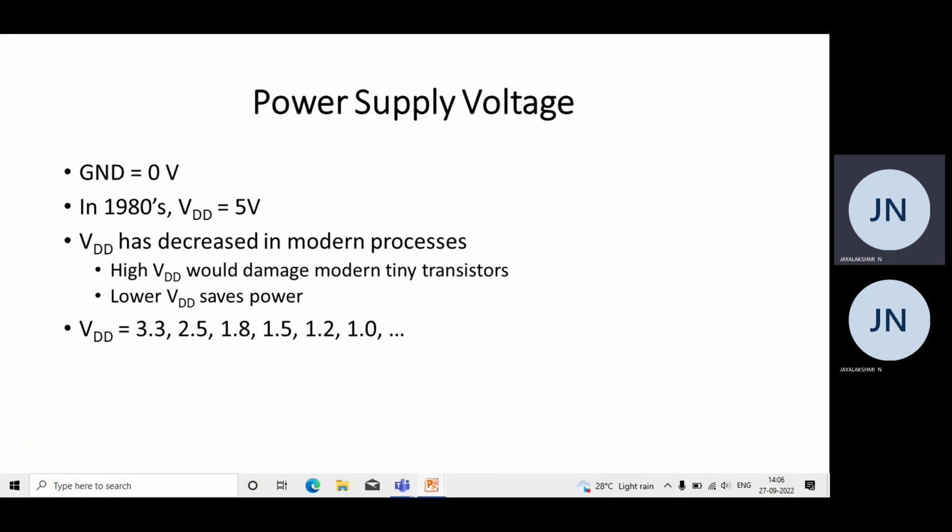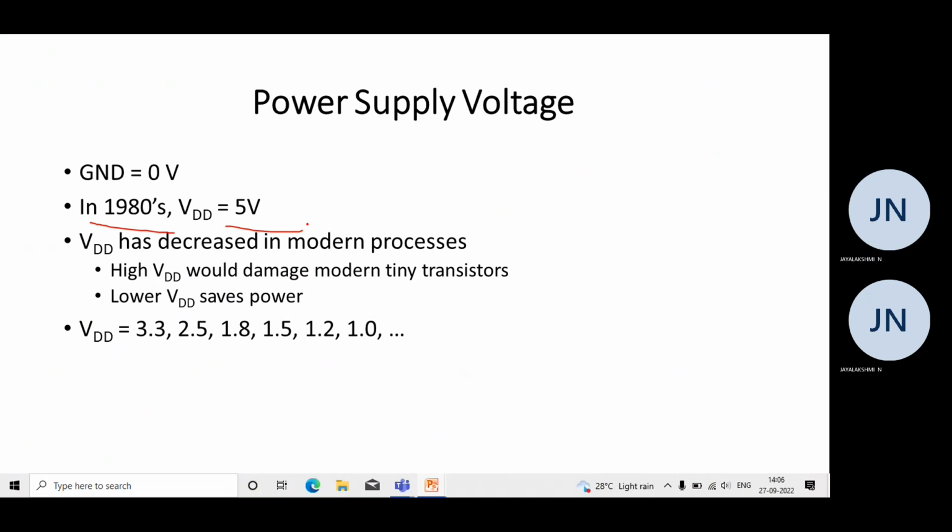Ground as power supply voltages. Ground means its value should be 0 volts. In the year 1980, the value of voltage fixed to VDD was 5 volts, but its value has decreased in modern processors. Nowadays, the value of VDD is 1.